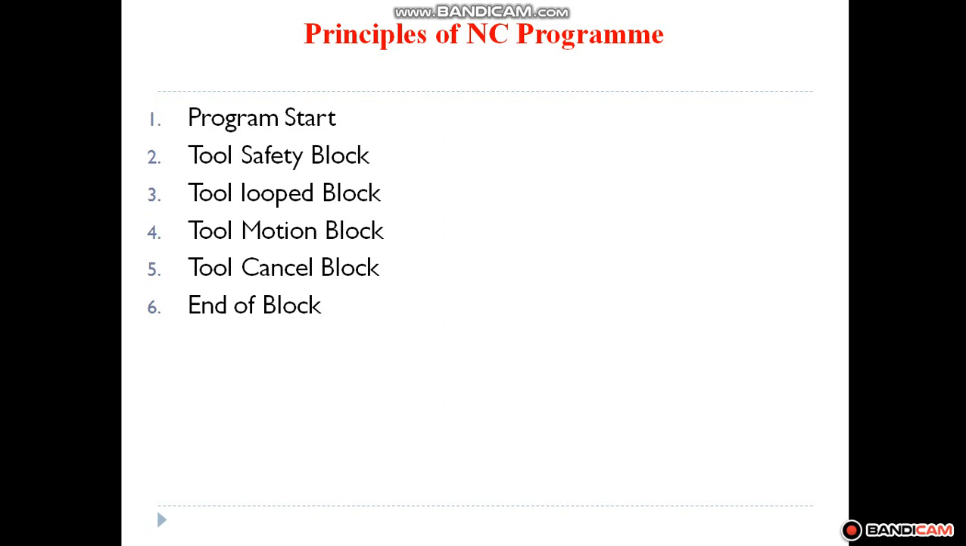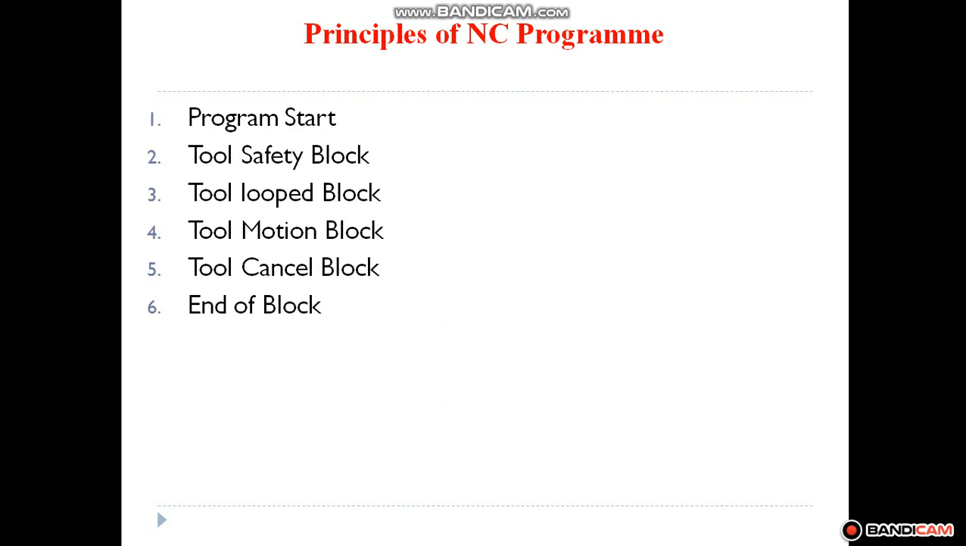After that, there will be the tool loop block. What is a tool loop block? It indicates which tool will be required for the machining operation. We have seen in the previous lecture that CNC machines can operate with multiple tools. There are a number of tools mounted on the tool magazine. So we can call different tools in the program sequentially, as per the operations required. To call the tools sequentially, we use this tool loop block.